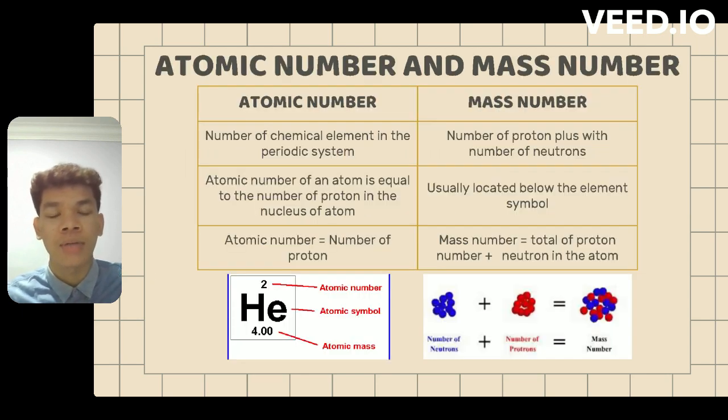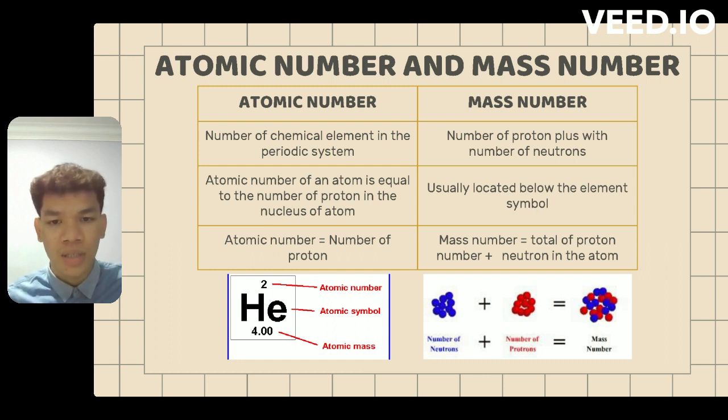Next, for the atomic number and mass number. These are the differences between atomic number and mass number. Atomic number is the number of chemical elements in the periodic system, while mass number is the number of protons plus the number of neutrons. Atomic number of an atom is equal to the number of protons in the nucleus of atom. The mass number is usually located below the element symbol.